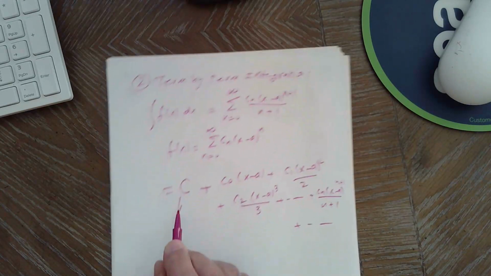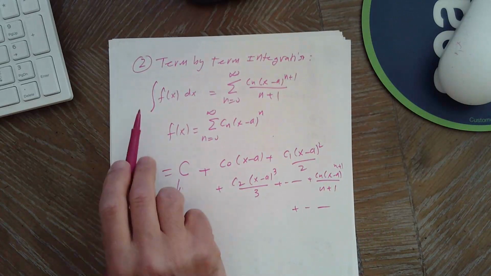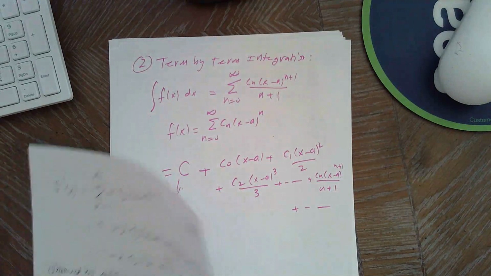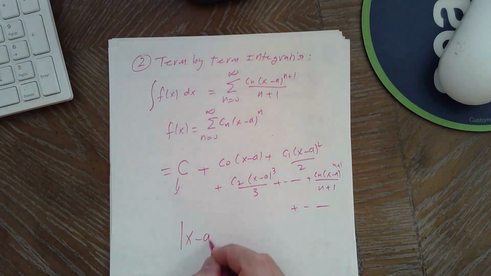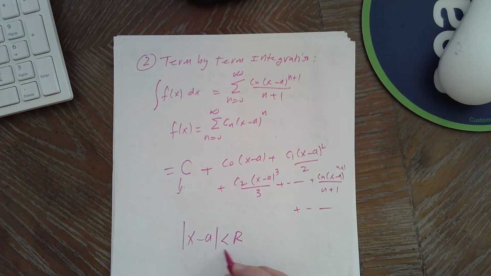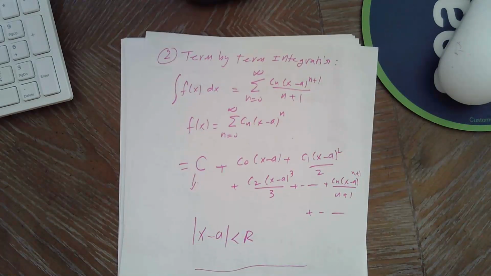And then we add C in the front because this is indefinite, so we want to be able to see the constant. Remember, when we do an antiderivative, we have infinite solutions. And again, it converges for absolute value of x minus a less than r. The only thing is when you integrate or differentiate, at the endpoints, where it's less than or equal to r, that may or may not conform with the original function. But everything else does.